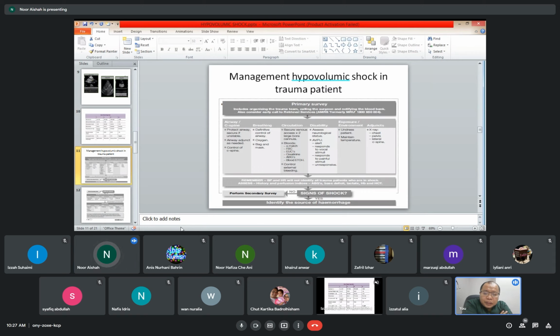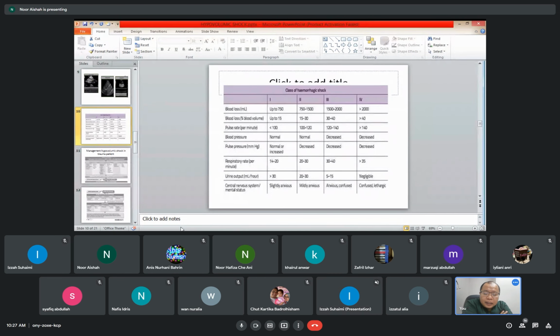Okay, just go back to the previous slide. This slide is one of the most important things when we talk about hypovolemic shock or hemorrhagic shock. So you need to be able to identify which class of shock the patient is in, 1, 2, 3 and 4, because this will determine your management.